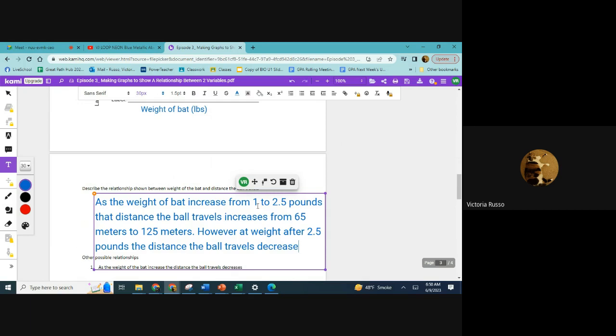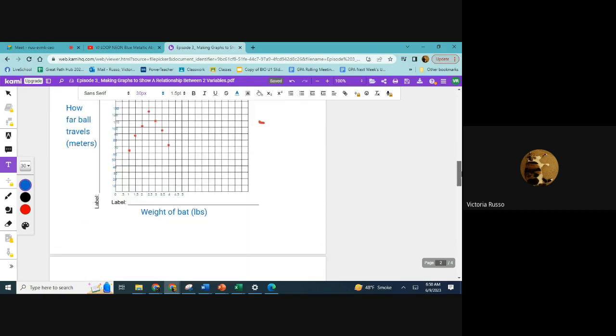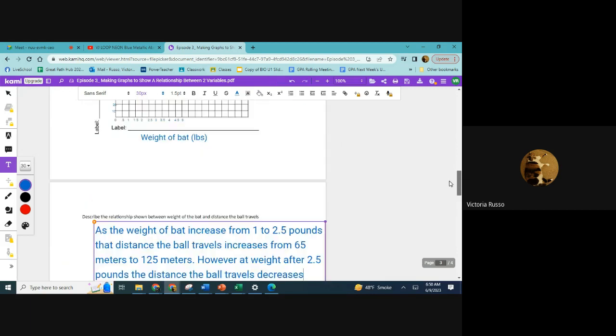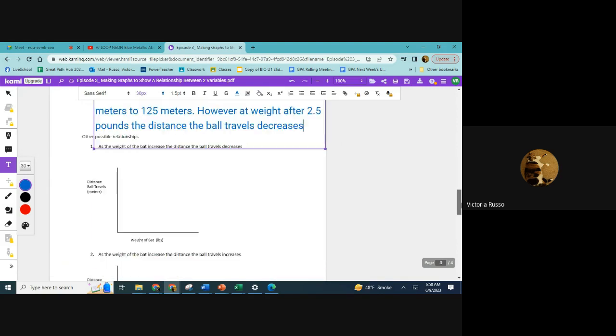And you could put the numbers here if you wanted to. So it decreases from here, from 125 down to 72. You could put that there. I can't fit it, so I just picked this relationship. I actually don't know if this would be the relationship if we actually did this experiment. That's the data you could get. You could get other relationships.